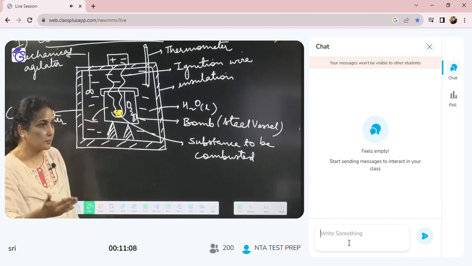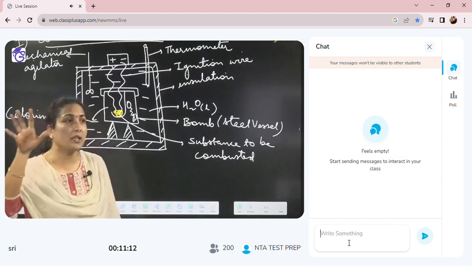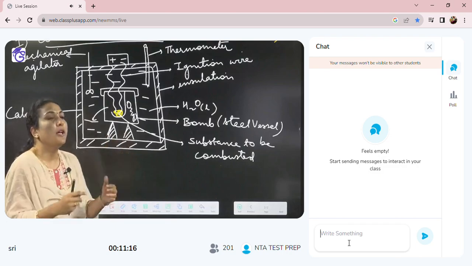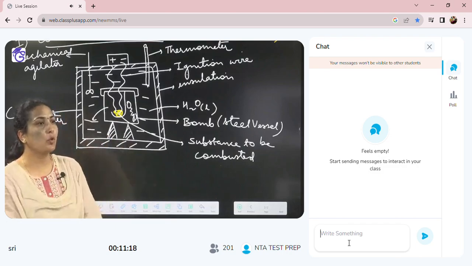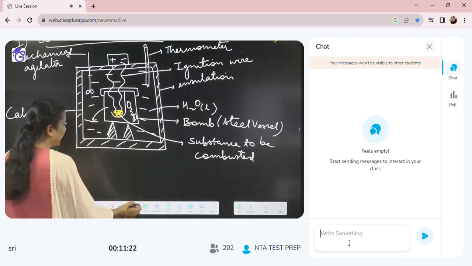Now some might wonder why an agitator is provided. If the agitator is not there, the heat will not be distributed uniformly. So to have a uniform temperature of the water, the agitator is provided. Now let us go further for writing the things.